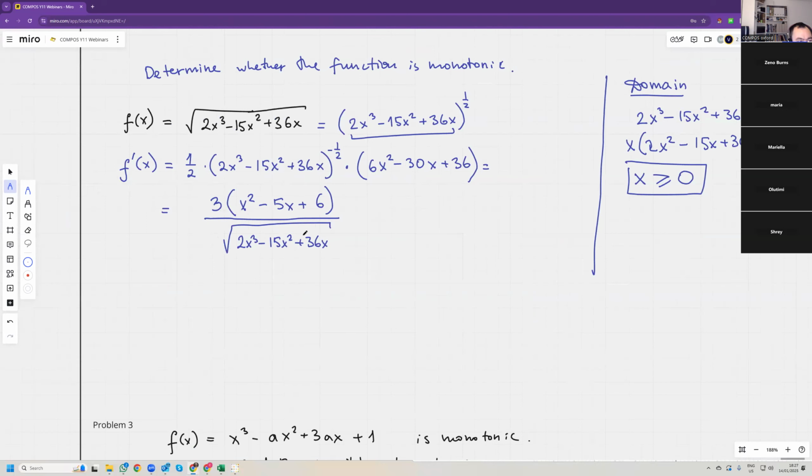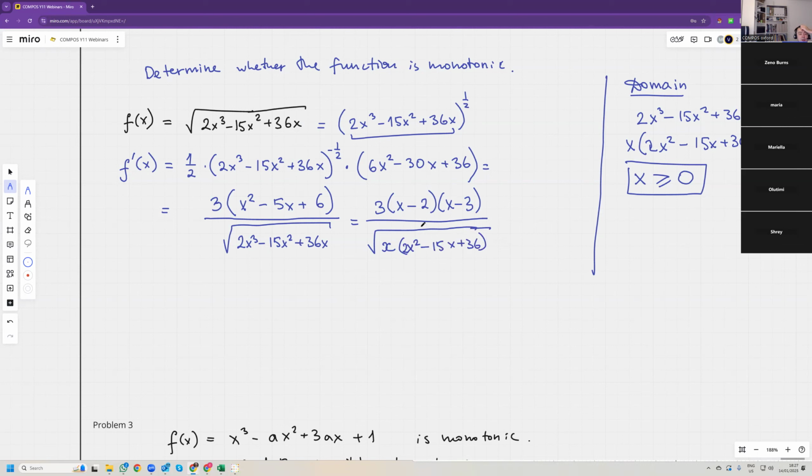Okay, now we have this. We know that this is positive when x is positive. So x has to be greater or equal to 0. Of course, if x is 0, this is division by 0, so x is greater than 0. We can factorize the top. It's going to be 3, x minus 2, x minus 3. And here we have square root of x, 2x squared minus 15x plus 36.